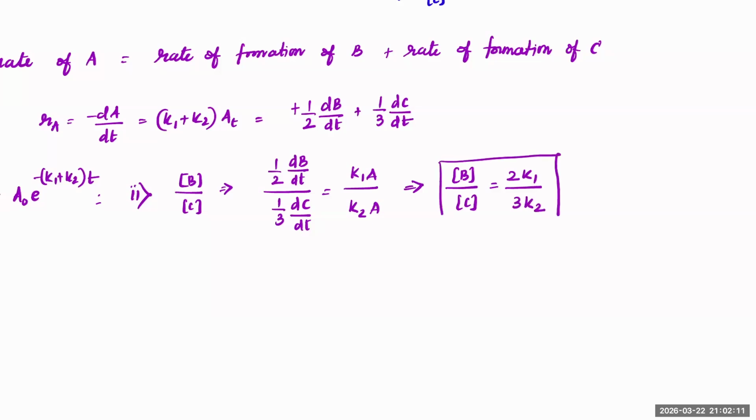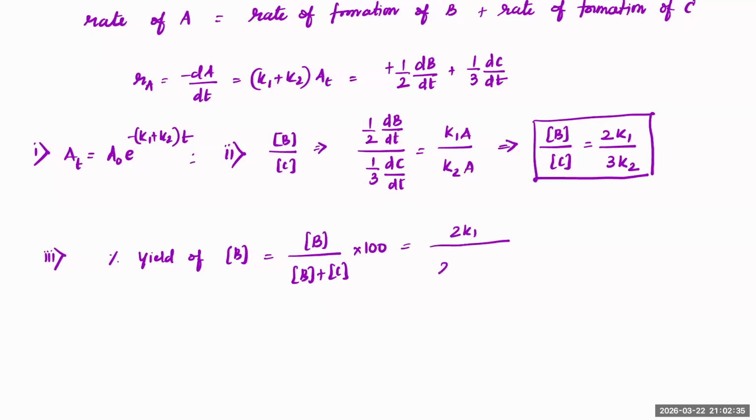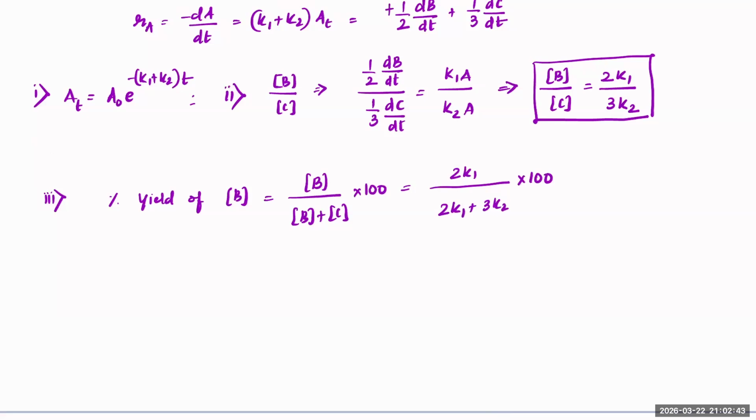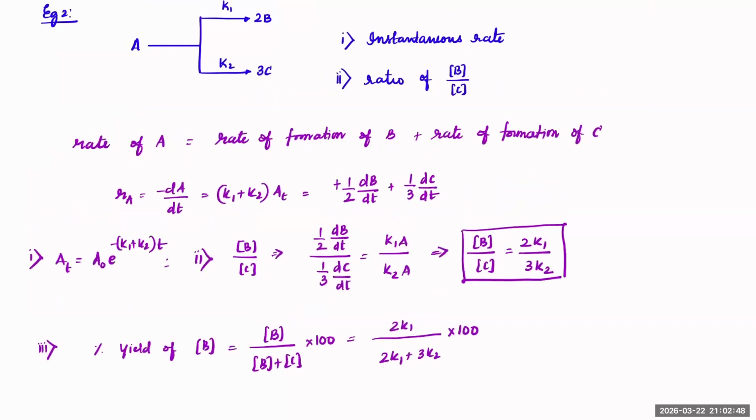Suppose I put a third one, the percentage yield of B. If I want to check the percentage yield of B, then it is B divided by B plus C into 100. So I will do the same thing here: 2K1 upon 2K1 plus 3K2 into 100. Clear? Same way you can find the percentage yield of C. Everybody clear on that?